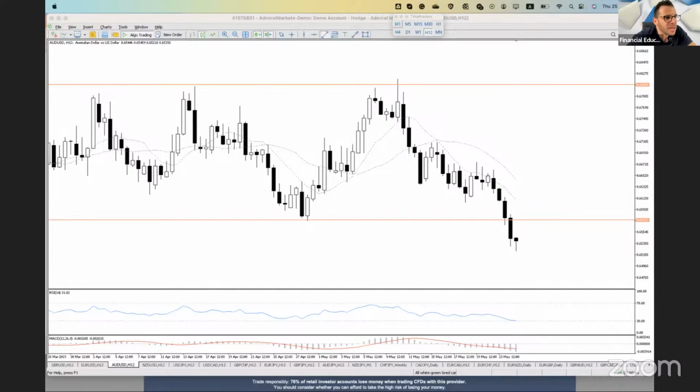Mladen asked, Theo, don't you ever trade retracements? Usually not, unless they come from a strong level of support, if I'm going to buy, or a strong level of resistance if I'm going to sell.